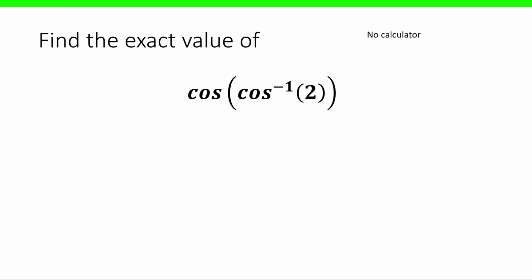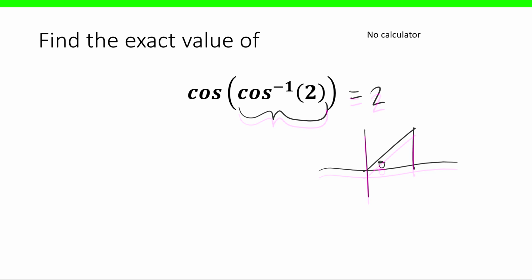Okay, find the exact value of cosine inverse of 2. So it's just 2, right? No, it's not 2, because this here is an error. You can't plug this in. Think about what this means. If we had any triangle, and we said that's theta, and the adjacent side was something, then in order for cosine to be 2, the ratio of the adjacent side divided by the hypotenuse would have to be 2, so the hypotenuse would have to be 1/2.